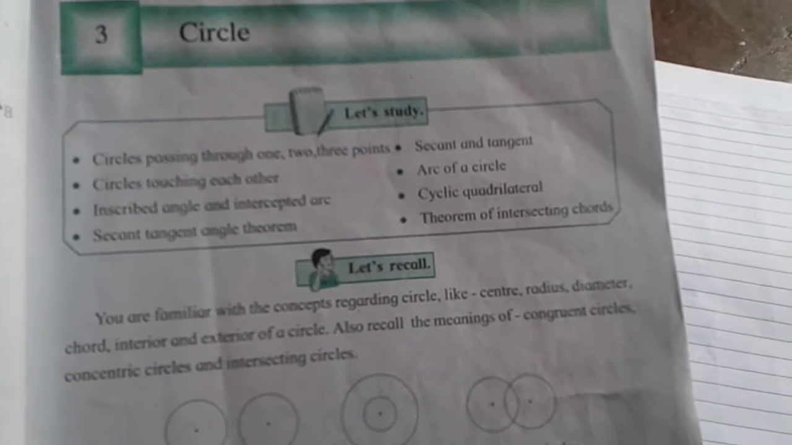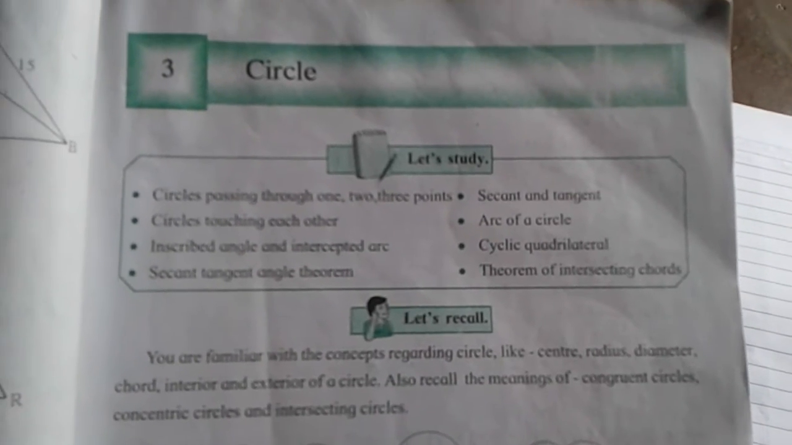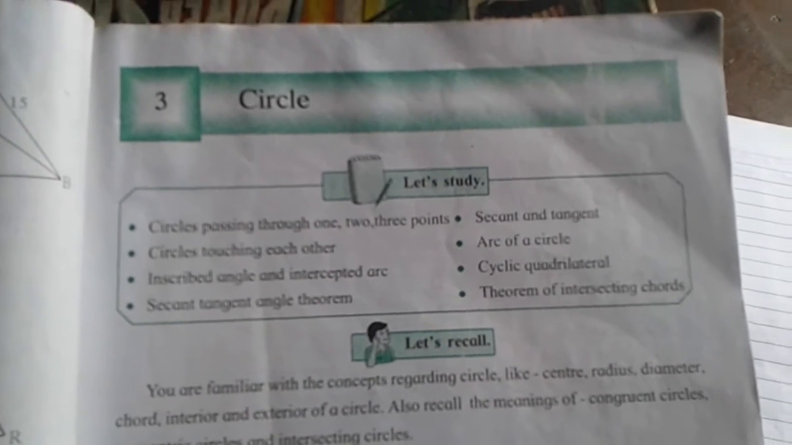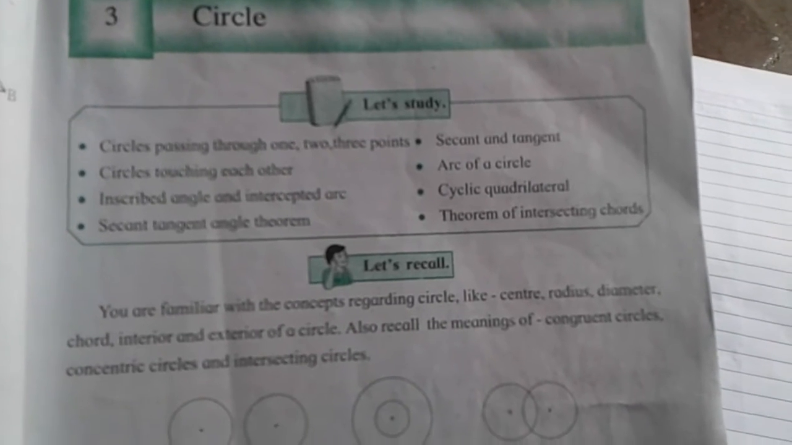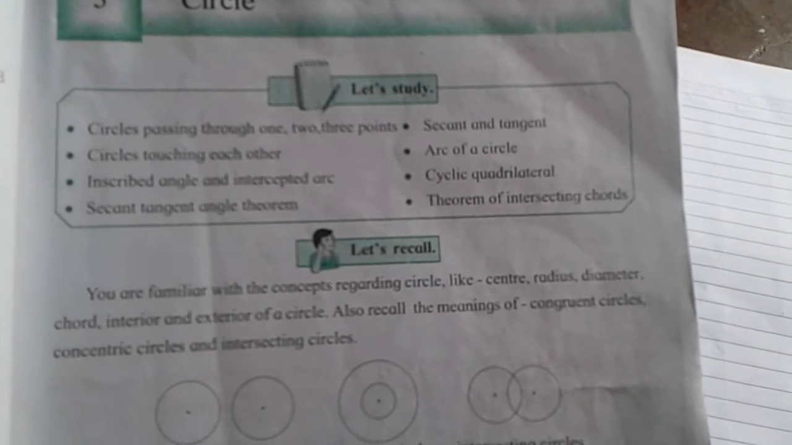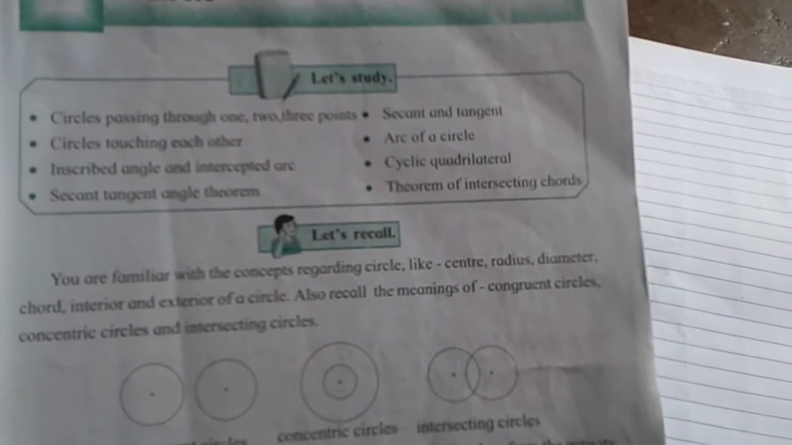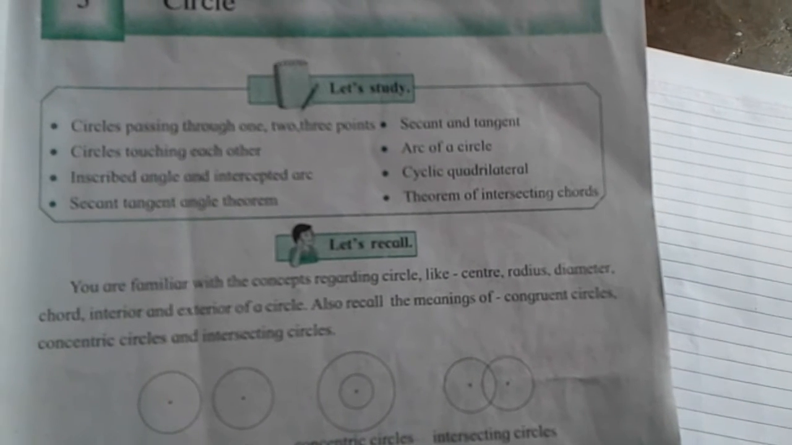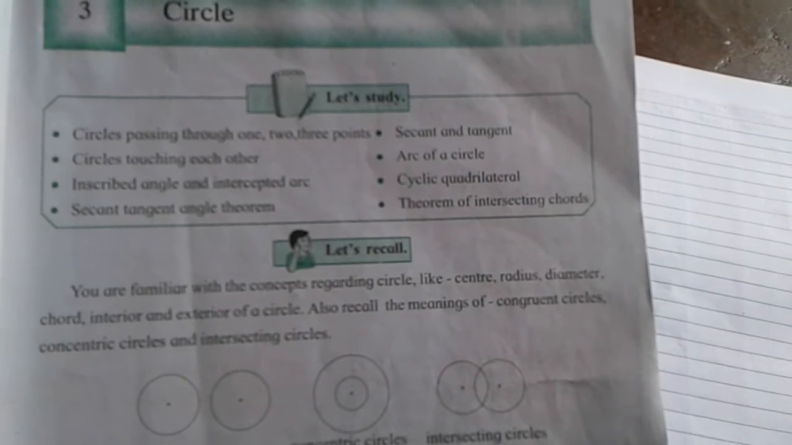So now today we will start our third chapter of geometry, circle. Already we have studied about circle in standard 9. Now here we will revise some concepts regarding circle. The concepts like center of the circle, radius of the circle, diameter of the circle, chord of the circle, interior and exterior of a circle.